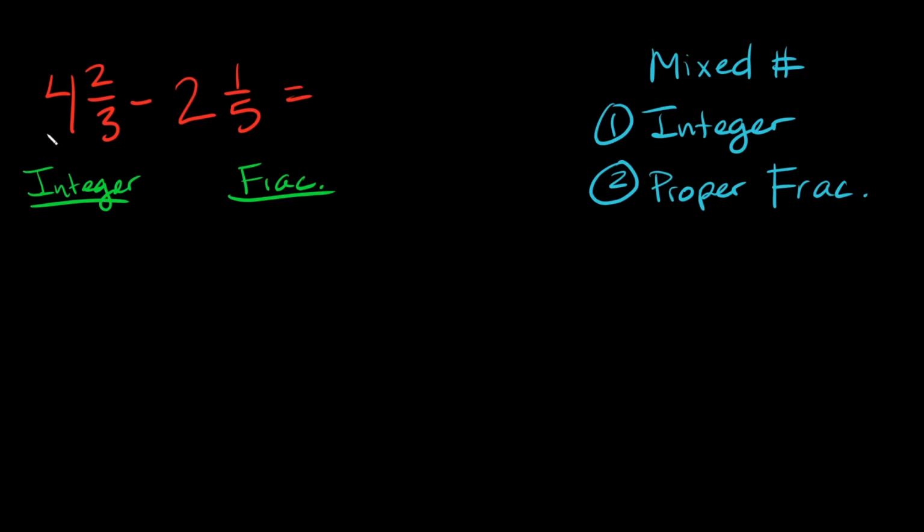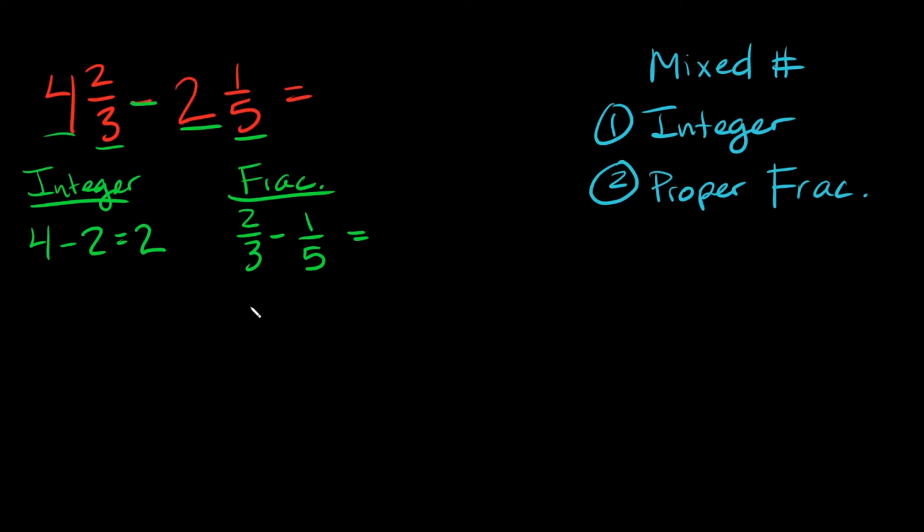Okay, so let's do the integers. What do we have? We have 4 minus 2, right? What is that? That's just 2. Now we're going to do 2/3 minus 1/5. What is that equal to? Well, remember, whenever we add or subtract fractions, we need to have the same denominator. Do we have the same denominator here? No, of course not. So how can we evaluate this so we do have the same denominator?